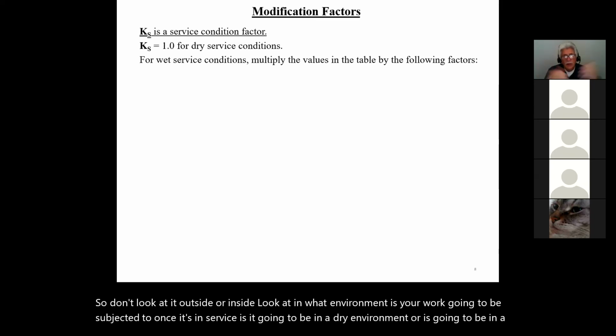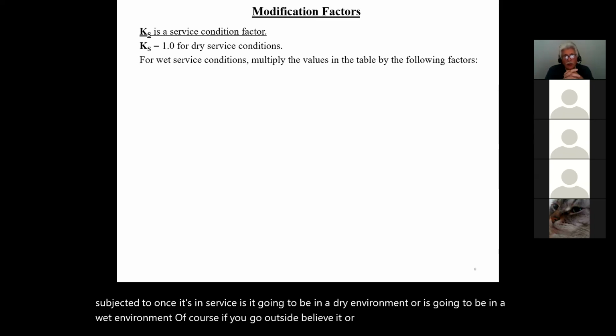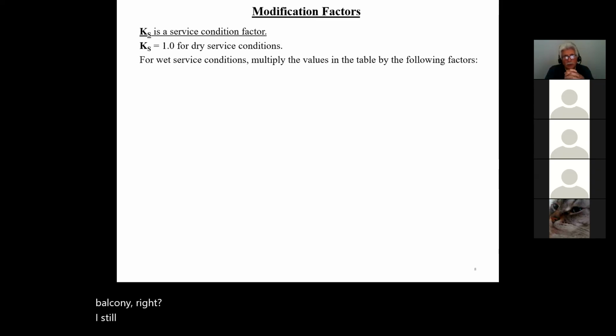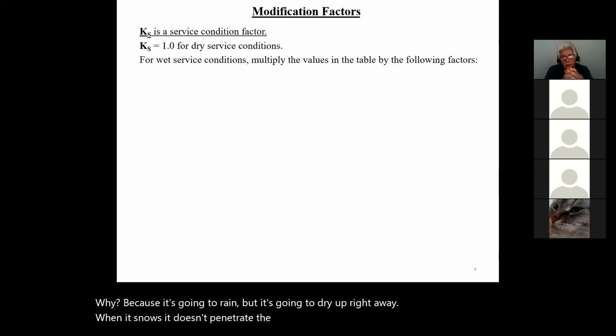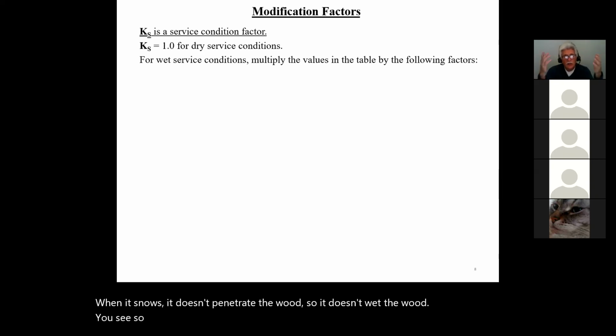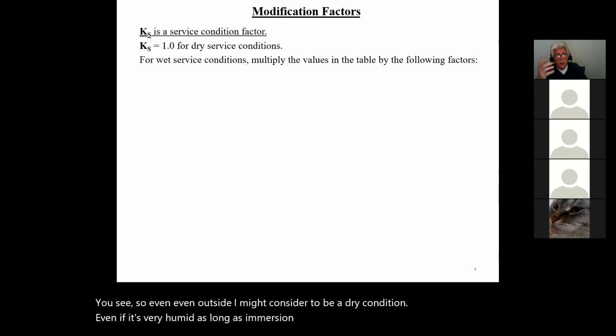Of course, if you go outside, believe it or not, my wood outside for my balcony, I still consider that to be a dry condition. Why? Because it's going to rain, but it's going to dry up right away. When it snows, it doesn't penetrate the wood, so it doesn't wet the wood. So even outside, I might consider it to be a dry condition. Even if it's very humid, like Florida? Even if it becomes very humid, does the moisture content go over 26%? No.